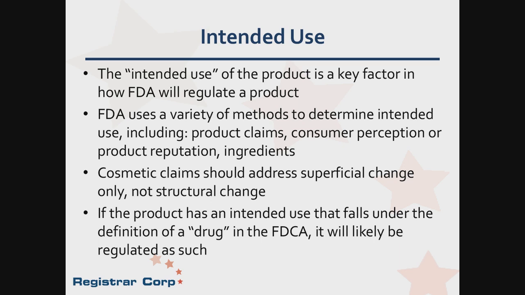How FDA will decide if a product is a cosmetic or a drug can depend on the intended use. This intended use is a key factor in how FDA will regulate it. And so FDA will use a number of different factors, including product claims, consumer perception or a product's reputation, or the ingredients in a product. Products that are regulated as cosmetics should only claim to address superficial change, but not structural change. As noted in that drug definition, structural change, even if it's not in reference to a disease, can still cause a product to be regulated as a drug. And if a product has an intended use that falls under the definition of drug, it will likely be regulated as such, even if it doesn't contain an active pharmaceutical ingredient.